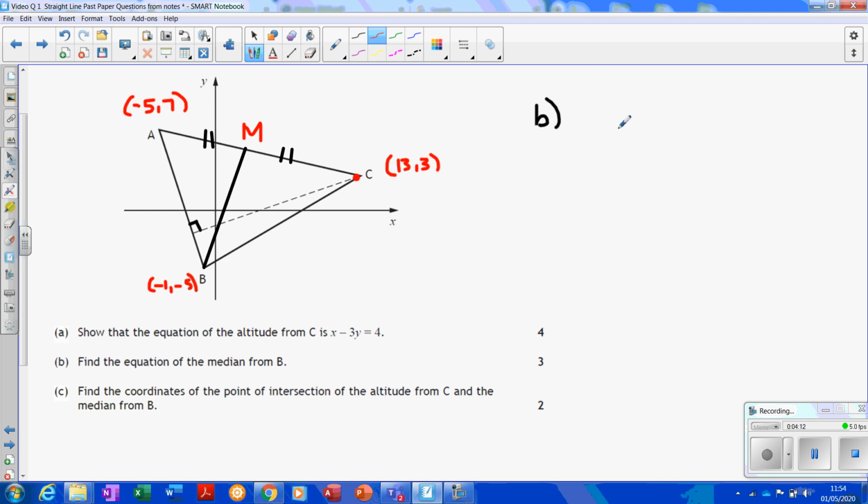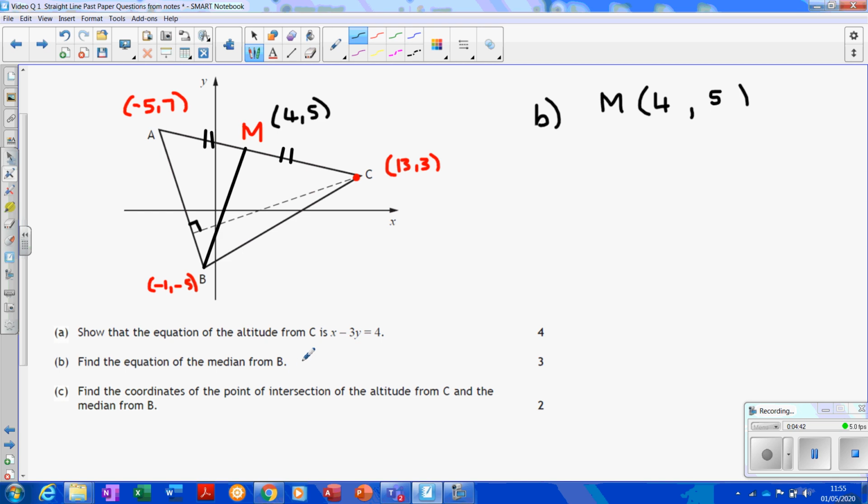Right, so what we want to do then is work out the midpoint of AB. So that's the coordinates of M. Add the 2 x numbers together, divide by 2, add the 2 y numbers together, divide by 2. So -5 plus 13 gives me 8, half of 8 is 4. And 7 plus 3 is 10, half of 10 is 5. So that midpoint there is coordinates 4, 5.